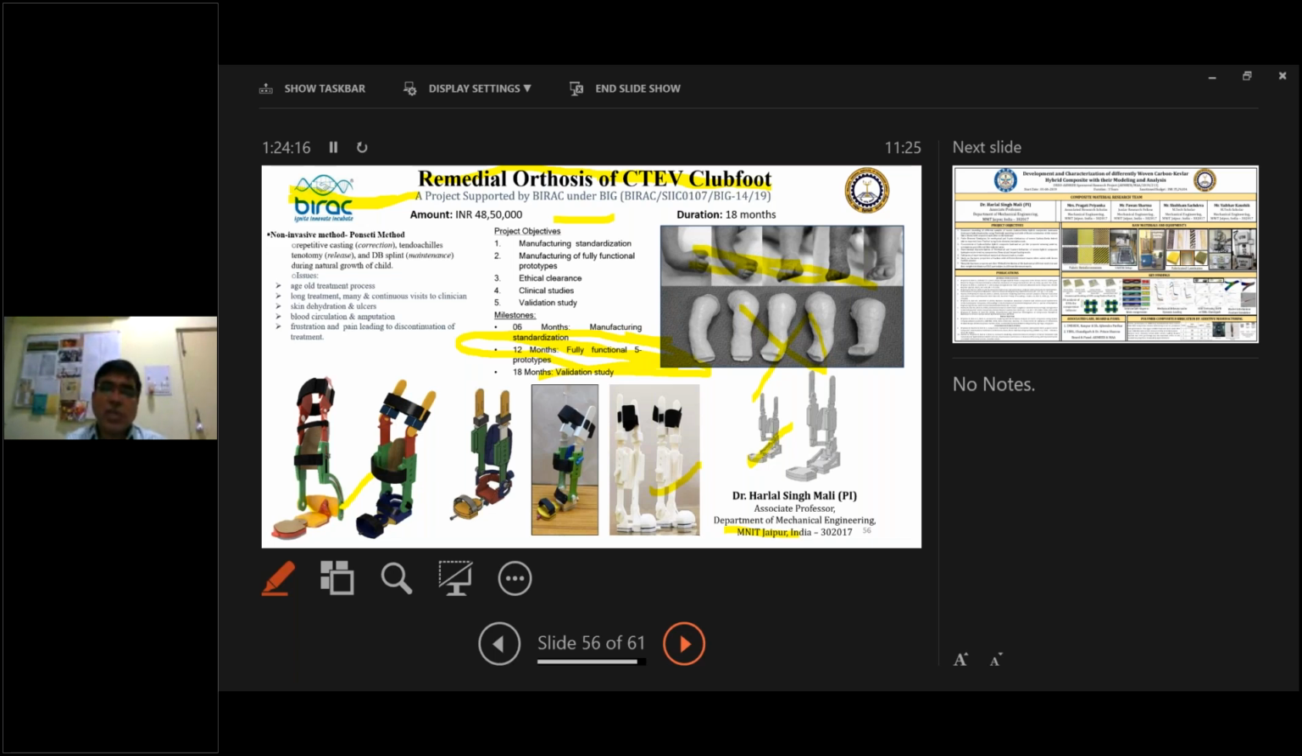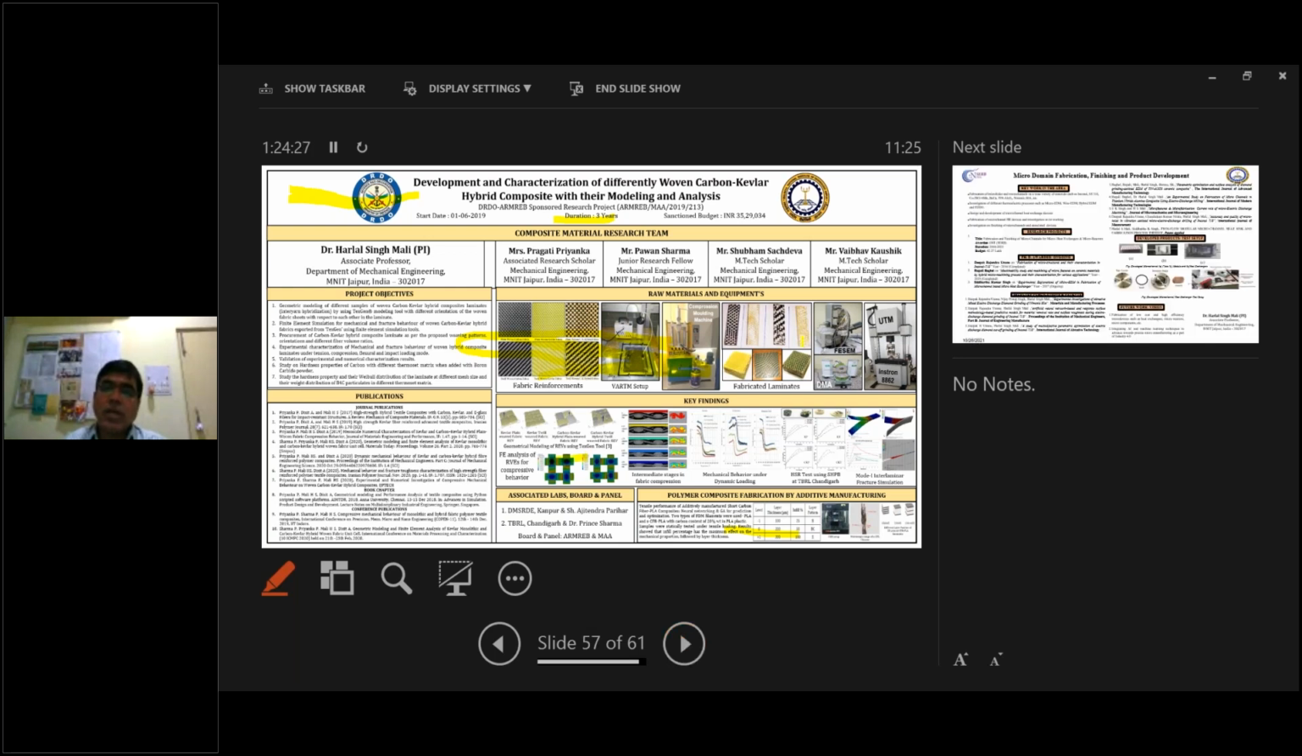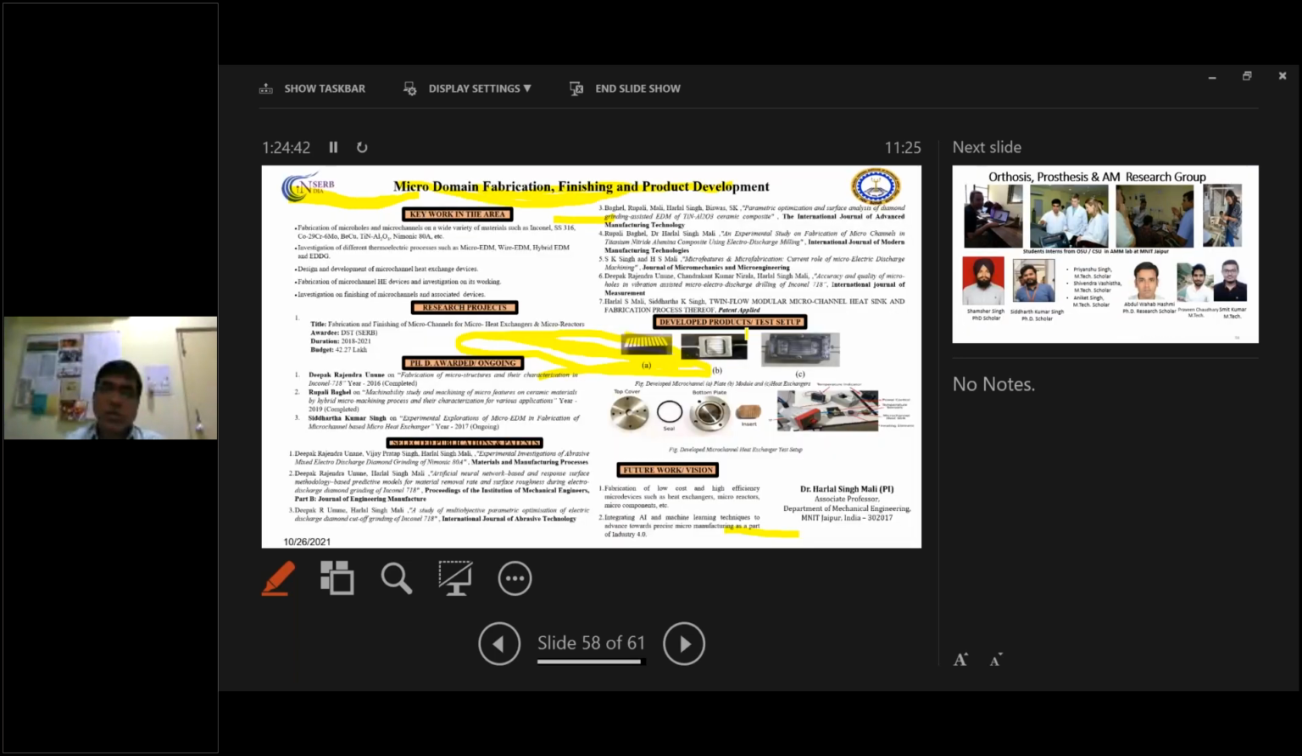Similarly, one DRDO project so that we can make these hybrid laminates, carbon Kevlar laminates, do their modeling, do their testing, and support the defense industry in this regard. So this is a typical vacuum assisted resin transfer molding setup. Then another micro domain based fabrication and finishing project, like mini size products based on heat reaction, supported by DST SERB.